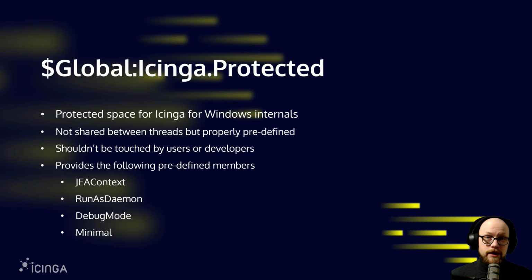And last but not least, we have the protected space, and that's Icinga for Windows specific, which should never be touched by any developer or user. It's just for us to store data there, like JEA context, if it's running minimal space, if it's a daemon, or if we are in debug mode. So basically, that's the goal of all of that.